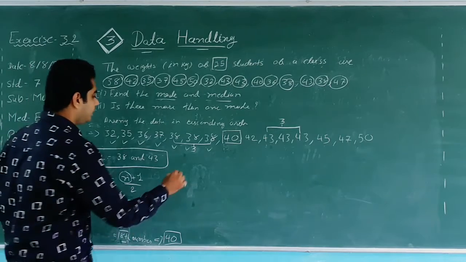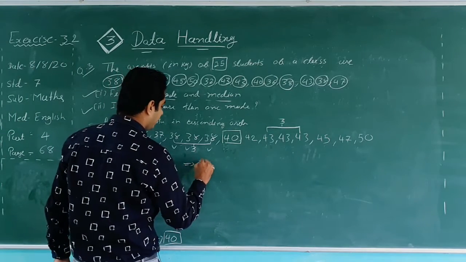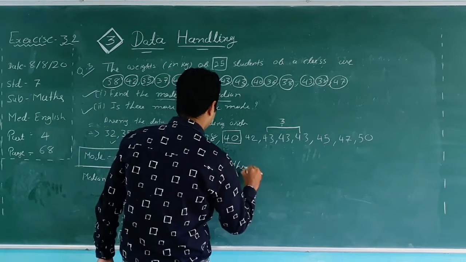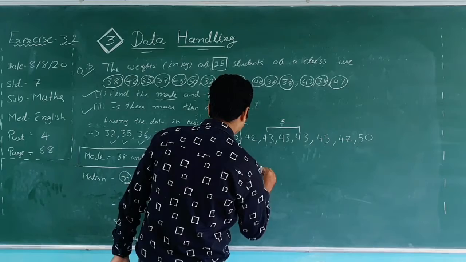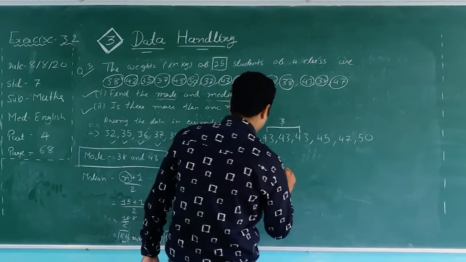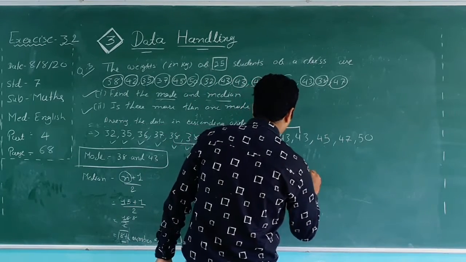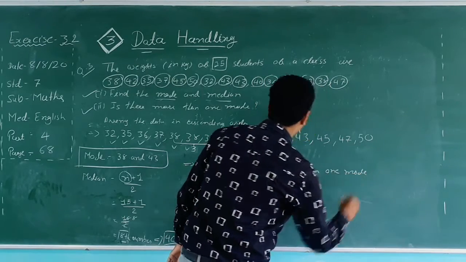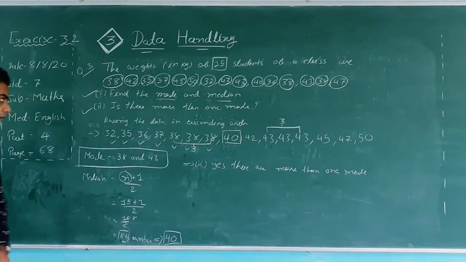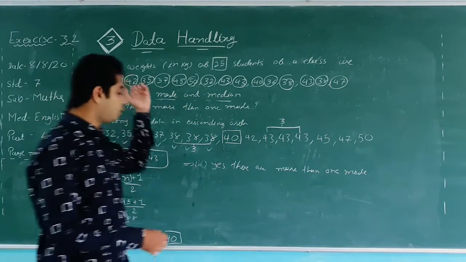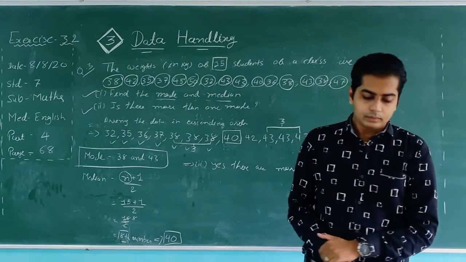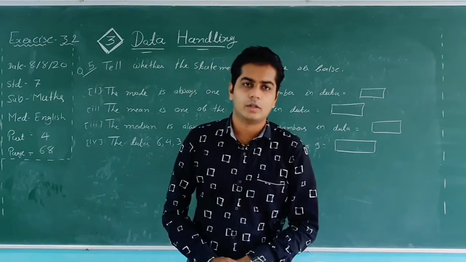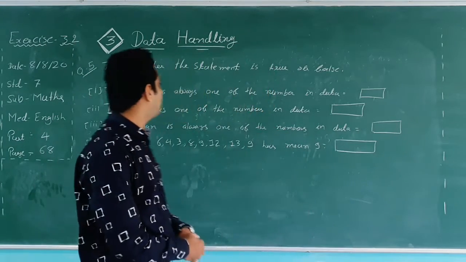So you can write like this for question number 2. Yes, there are more than one mode. So yes, there are more than one mode in the given data. So that's how you can solve the question. Now we are moving on to our next question. Okay students, so moving on to our next question, question number 5.